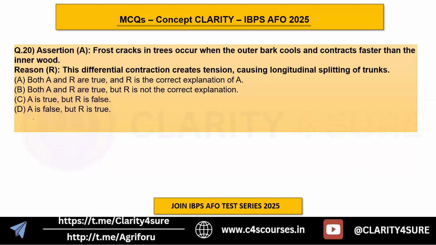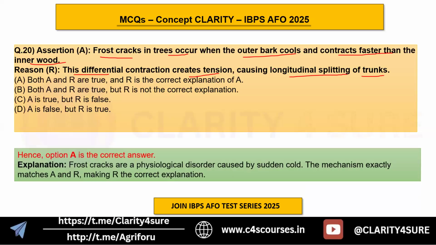Now, the last question of today's session. Frost cracks in the tree, which is again a physiological disorder, occur when the outer bark cools and contracts faster than the inner wood. The reasoning for this assertion is that this differential contraction creates tension, causing longitudinal splitting of the trunks. So the correct answer would be option A, because both are true and the reasoning is a correct fit here, because frost cracks are a physiological disorder caused by sudden cold.